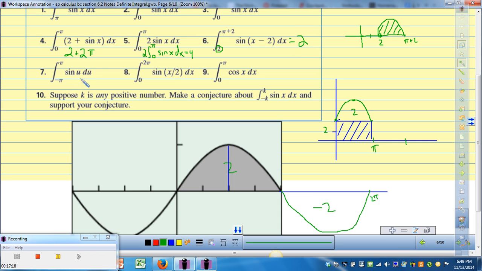All right, now number 7 says the integral from negative pi to pi of sine u du. Don't be thrown off because this is a different variable, u. We can use whatever variable we want. We'll be doing the same process. So now we're going from negative pi, which is over here, to pi, which is here. And we'll have a negative 2 area here, plus an area of 2. So this will come out to be 0.